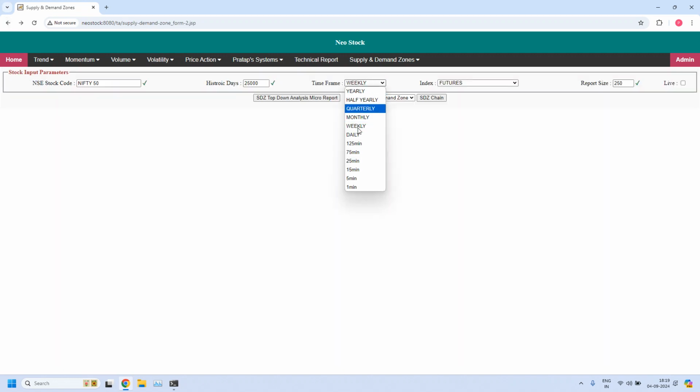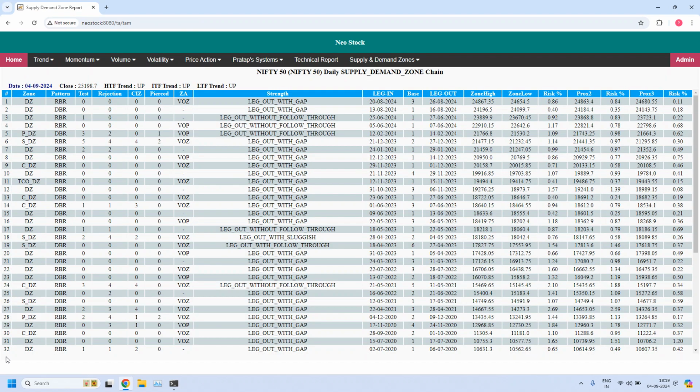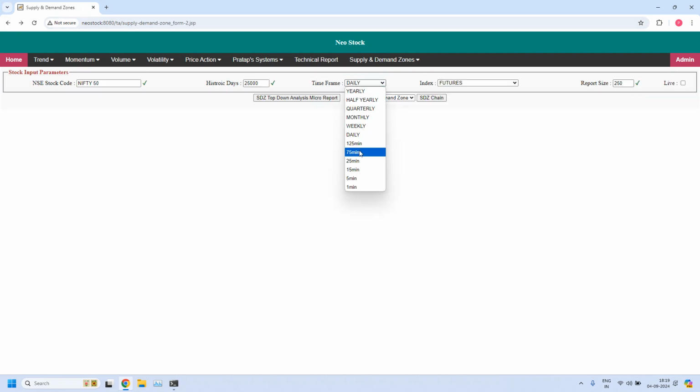Next time frame is a daily. I am generating daily supply demand zone chain for Nifty. Next time frame is 125 minutes. I am generating 125 minutes supply demand zone chain for Nifty.